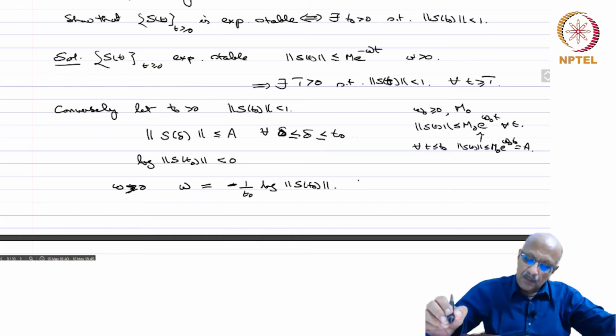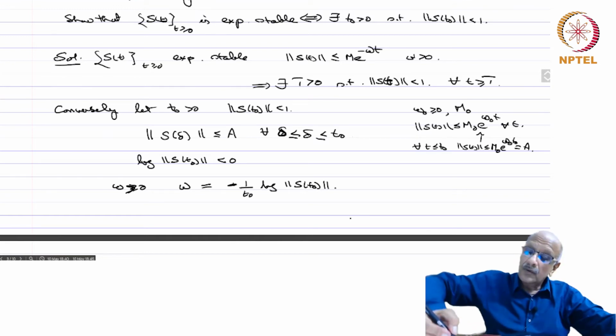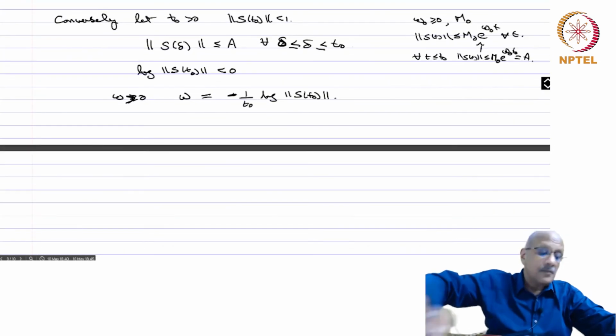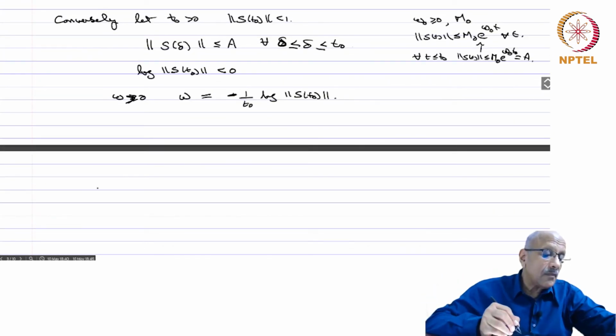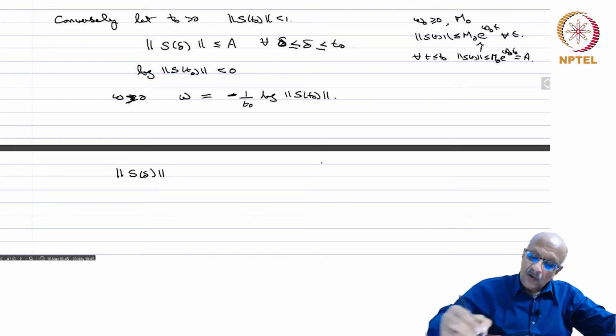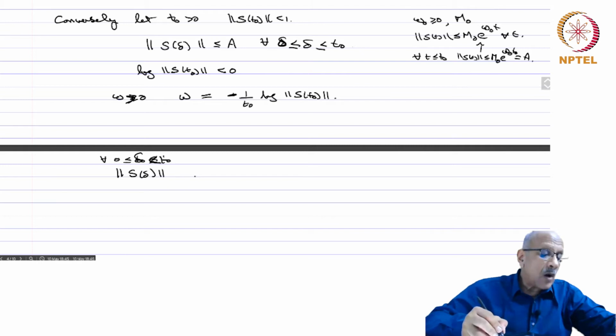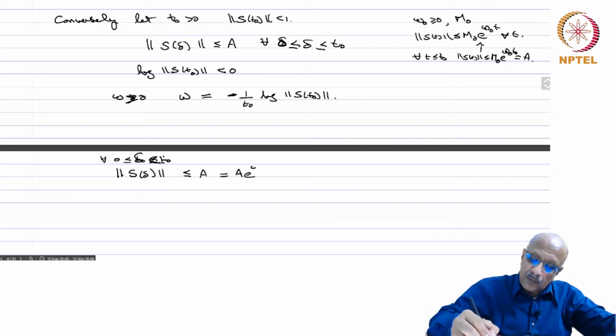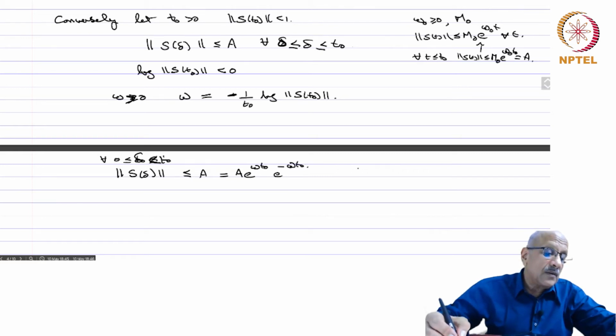So this will be positive. Okay, so the norm of S(delta) for all 0 less than or equal to delta less than T naught is less than or equal to A, which is equal to A e^(omega T naught) e^(-omega T naught).